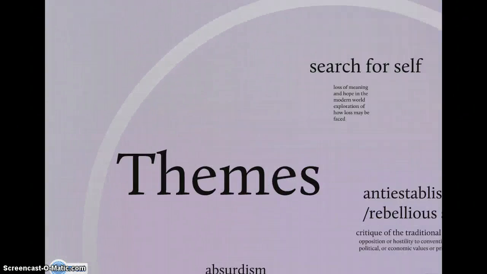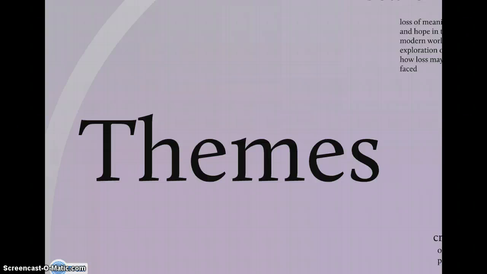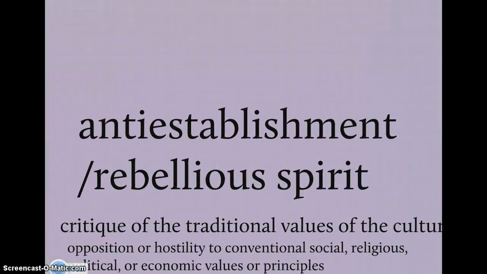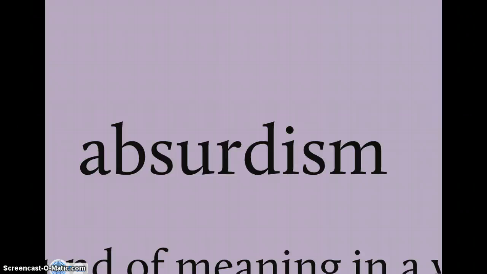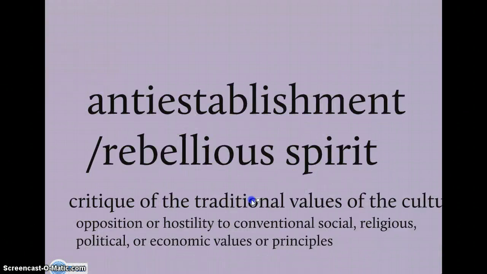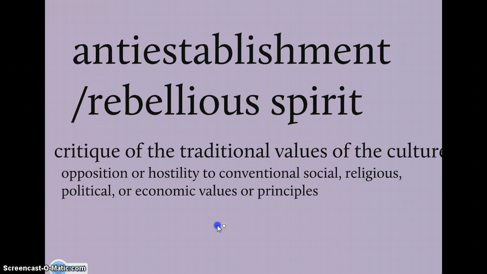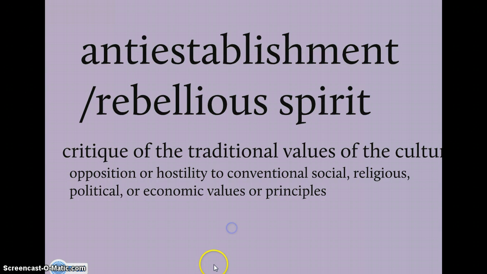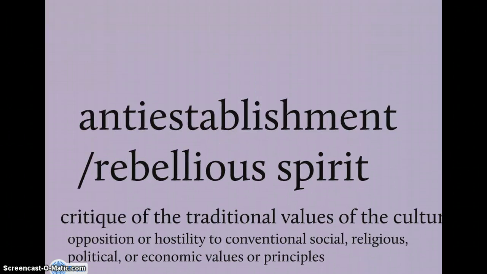The literature itself, there's some major themes. The first one is anti-establishment, rebellious spirit. The critique of the traditional values and culture, opposition of hostility of convention, social, religious, political, and economic values and principles, which you saw in the previous slide about the Victorian era.